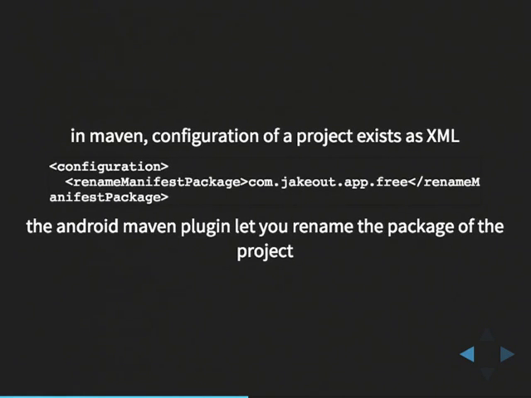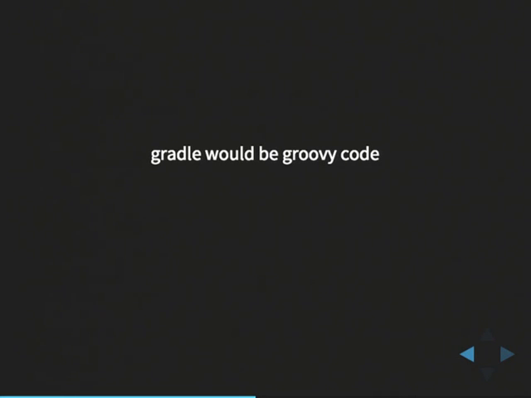Another thing about Maven that's interesting is that there's configuration in the project that exists in XML. So the Android Maven plugin lets you rename your package name on Android. You might want to do this, for example, if your app is com.jkout.app, and you have a free version, and it's called com.jkout.app.free. So during your build, you would rename it.